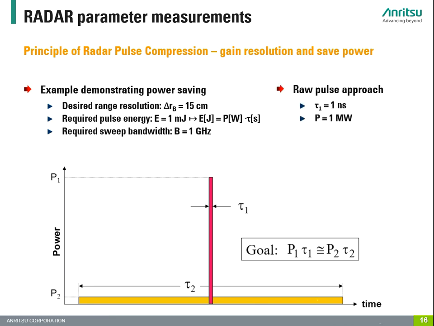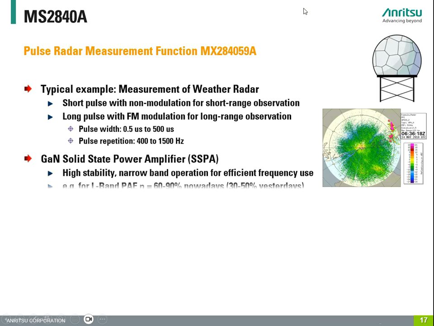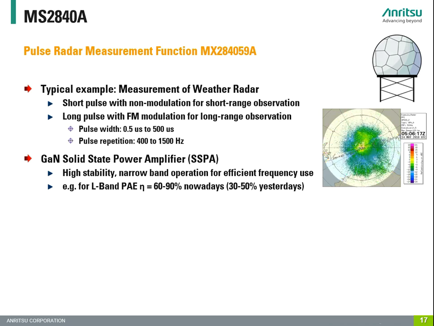A pulse duration of 1 nanosecond and a pulse power of 1 megawatt would result in 1 millijoule. But a 10 microsecond pulse with a 1 gigahertz linear frequency modulation is also resulting in an energy of 1 millijoule, but with just 100 watt RF power. Note that less RF power allows for the same resolution.